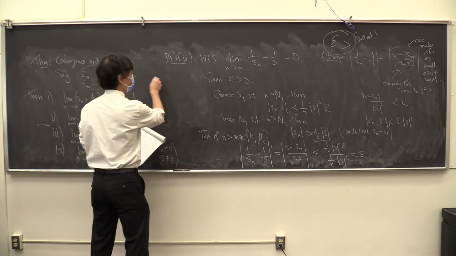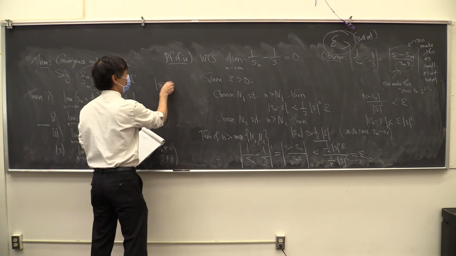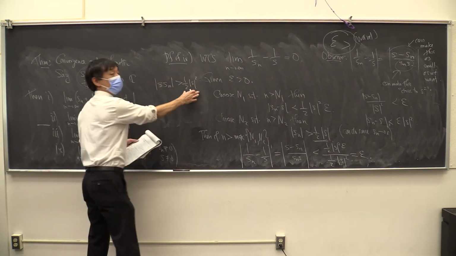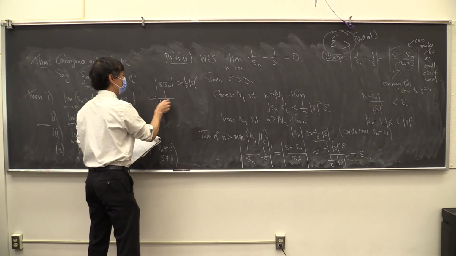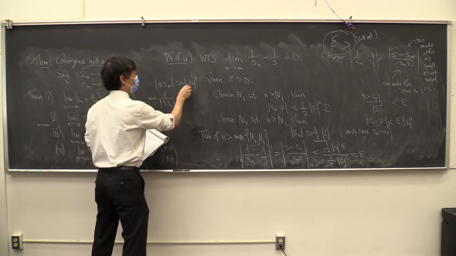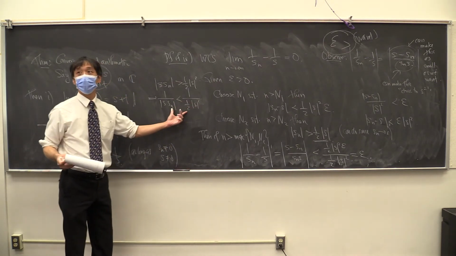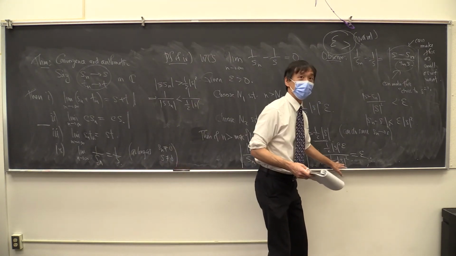Let me spell that slightly more clearly. We know that the absolute value of Sn is going to be bigger than 1/2 the absolute value of S. And so that tells me that 1 over Sn is less than 1 over 1/2 absolute value of S. So that's where I get this thing on the bottom here.